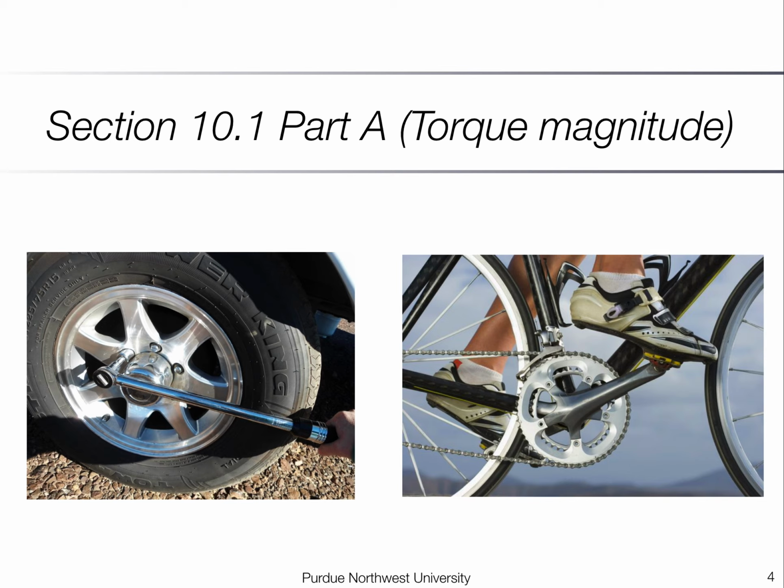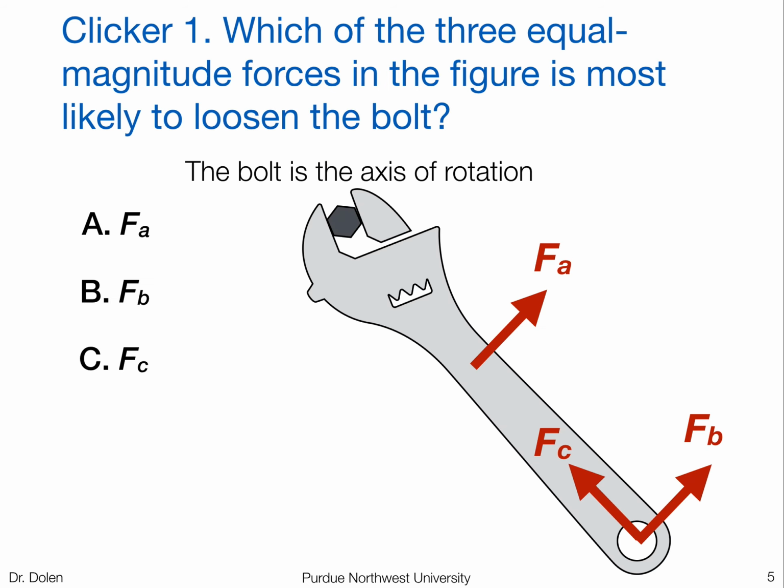When you have a net torque, you're going to cause something to rotate, or you're going to speed up its angular velocity or slow down its angular velocity. So any change in rotational motion is going to be the result of a net torque. And torque is going to turn out to be a vector. So part A of this lecture is going to be based on figuring out the magnitude of this vector. Okay, and part B is going to be based on calculating the direction of the torque vector. So let's get our brains working and just start with a clicker question.